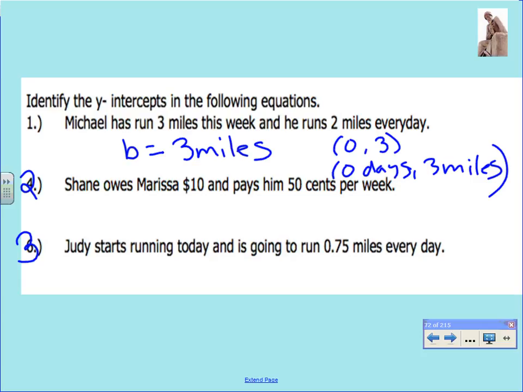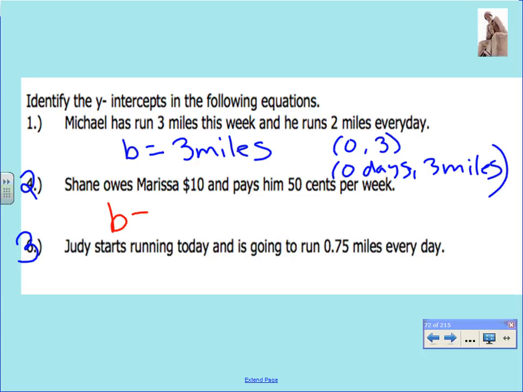Okay, let's do one more of these, and I'm going to explain your homework. Okay, Shane owes Marissa, so someone owes you money, Marissa, $10 and pays her 50 cents per week. So someone owes Marissa money. We're going at this from Marissa's perspective. So what is the y-intercept? Brian?